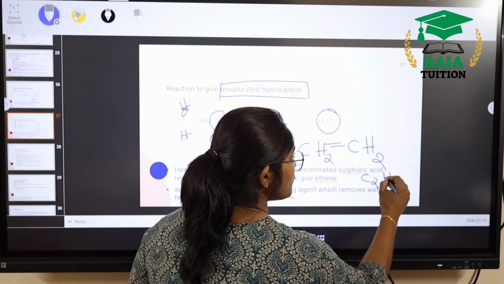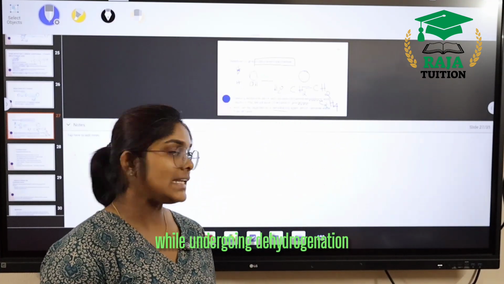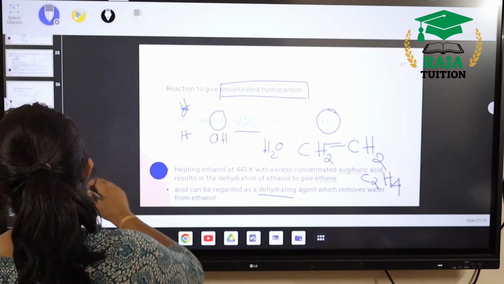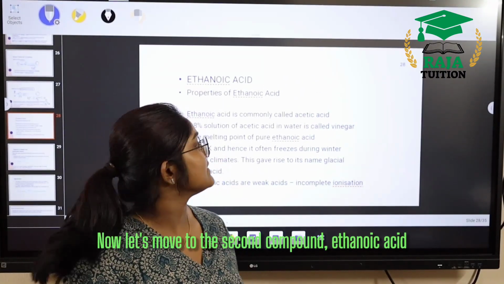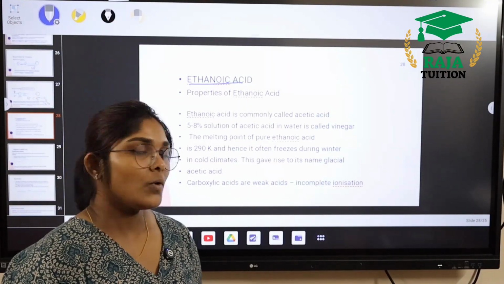C2H4. So they are giving rise to an unsaturated compound while undergoing dehydrogenation. Okay, dehydration. Now let's move to the second compound, ethanoic acid. What is ethanoic acid?